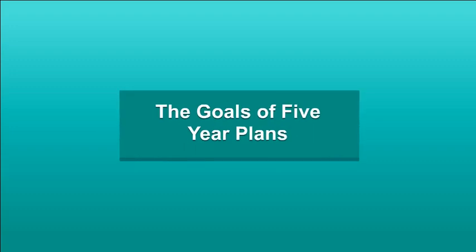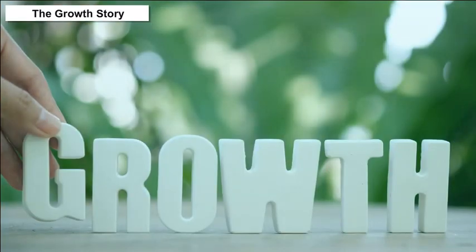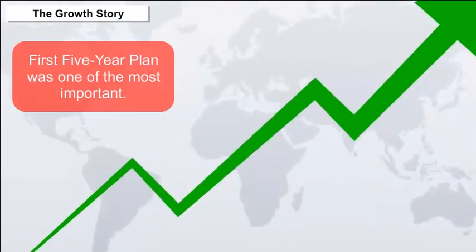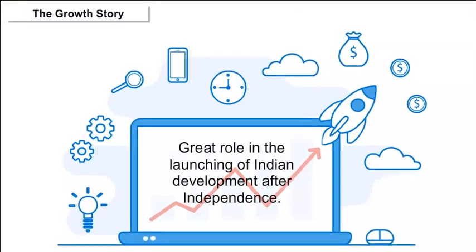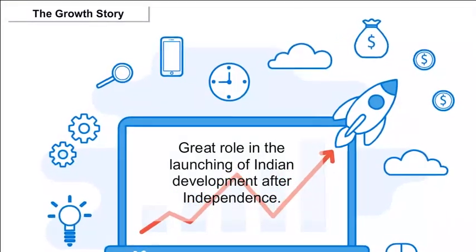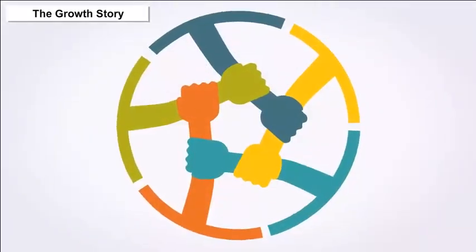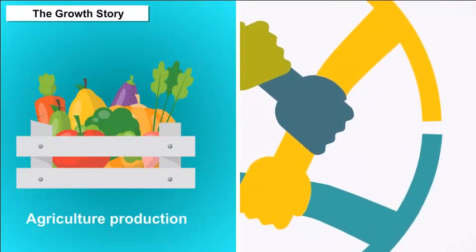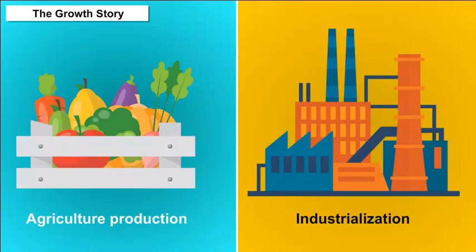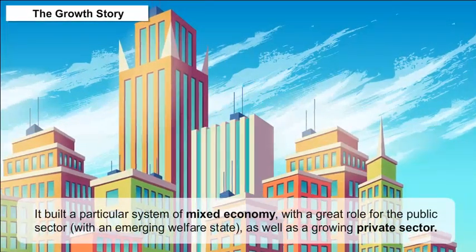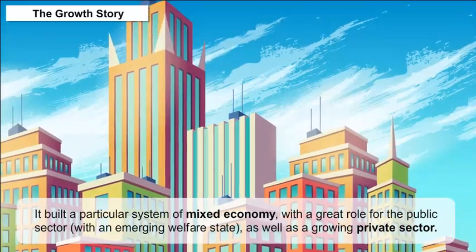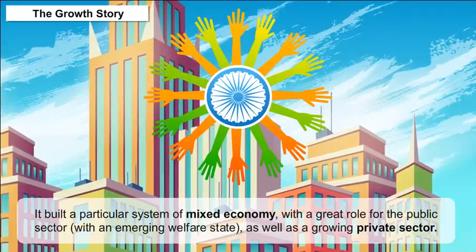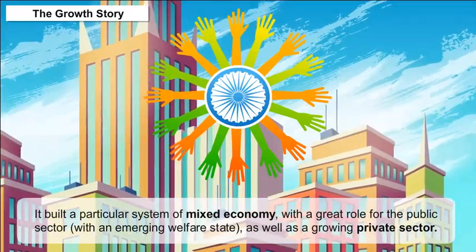The goal of 5-year plans. The growth story. The first 5-year plan was one of the most important because it had a great role in the launching of Indian development after independence. Thus, it strongly supported agricultural production, and it also launched the industrialization drive in the country. It built a particular system of mixed economy, with a great role for the public sector, an emerging welfare state, as well as a growing private sector.